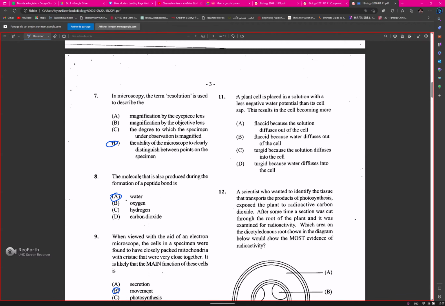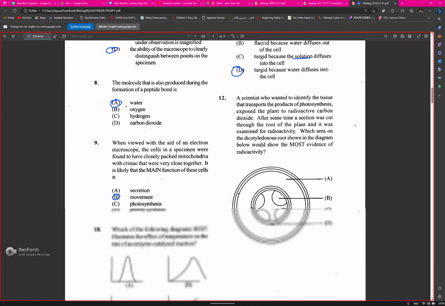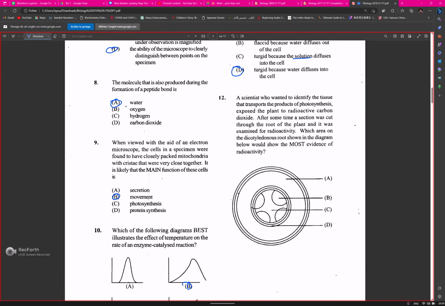Let's cut this real quick. A plant cell is placed in a solution with less negative water potential. What is going to happen to it? Turgid as water moves into the cell, right? Water, not solution, can't you see? So scientists who wanted to identify the tissue that transports the products of photosynthesis expose the plant to radioactive carbon dioxide. This is to see the aphids, right? So remember that experiment? The movement of water, well, not water, but the dissolved sugars, right?